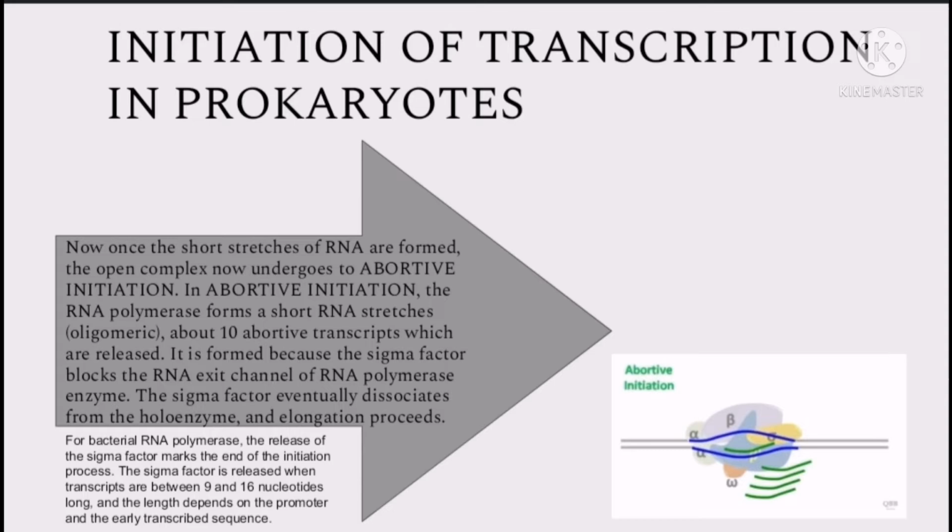Abortive initiation is also known as abortive transcription. It is an early process of genetic transcription in which RNA polymerase binds to a DNA promoter and enters into cycles of synthesis of short mRNA transcripts, which are released before the transcription complex leaves the promoter. For bacterial RNA polymerase, the release of the sigma factor marks the end of the initiation process. The sigma factor is released when transcripts are between 9 and 16 nucleotides long, and the length depends on the promoter and the early transcribed sequence.